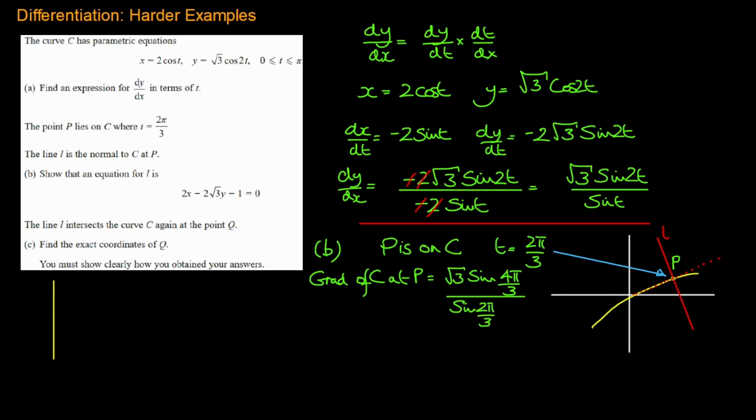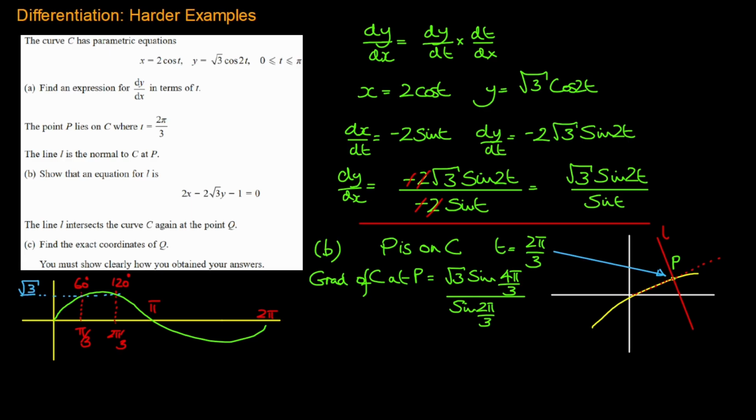Just a reminder what sine gets up to. That's pi radians, this is 2 pi radians. Pi by 3 and 2 pi by 3. This in old money is 60 degrees. And this is 120 degrees. And they both have the value of root 3 over 2.